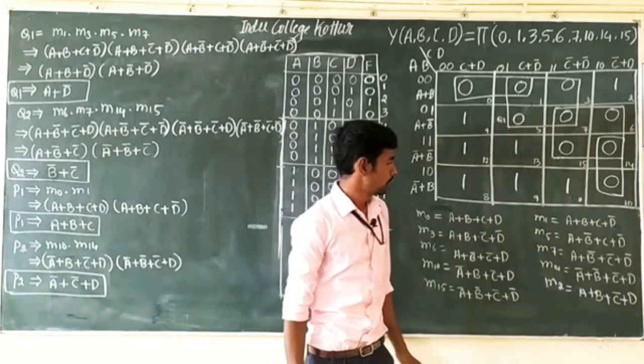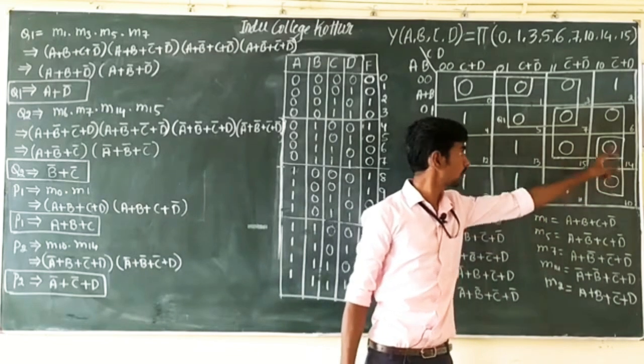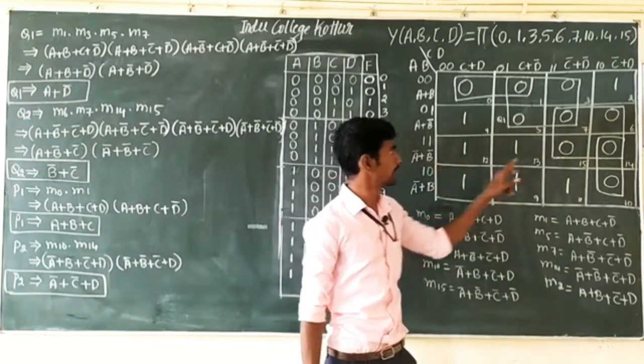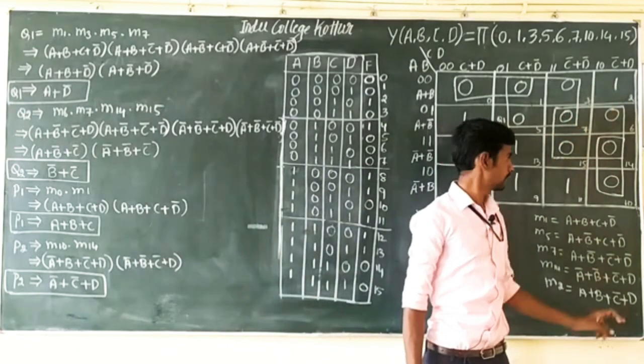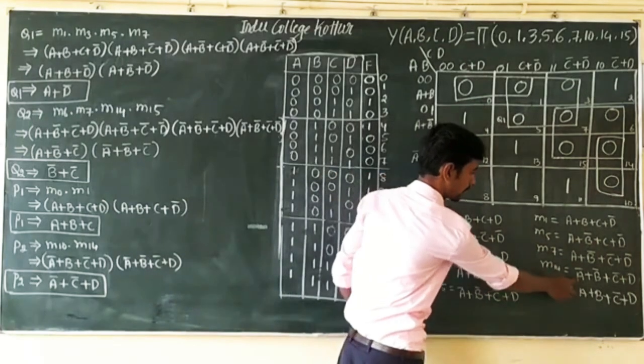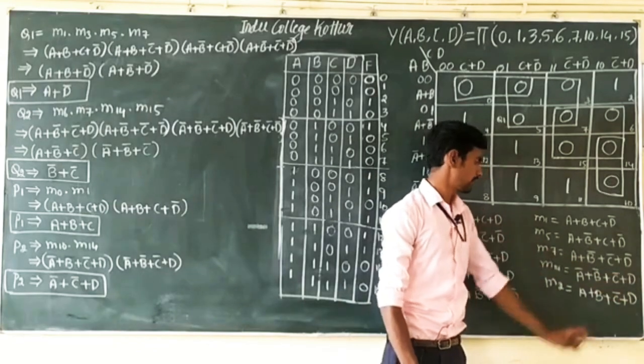Next, M14 values. Here is M14. Third row, fourth column. A complement plus b complement, c complement plus d. Here are the M14 values: A complement plus b complement plus c complement plus d.